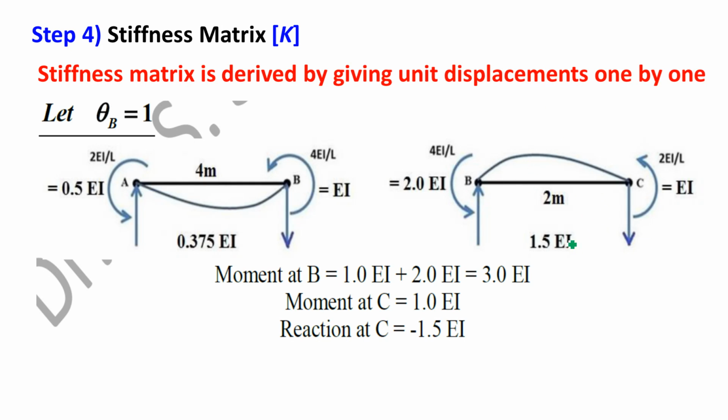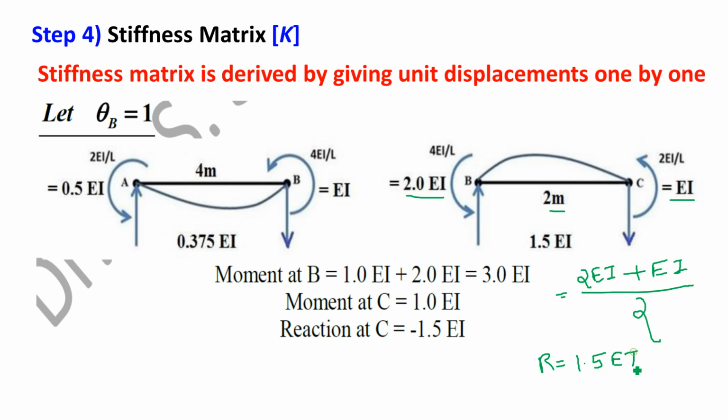Reaction due to moment is equal to sum of moment divided by span. Sum of moment, that is 2 EI on the left end plus 1 EI on the right end. So it is sum of moment, 2 EI plus 1 EI, divided by span, which is 2. So what is the answer? This reaction is equal to 3 EI upon 2. It is 1.5 EI.